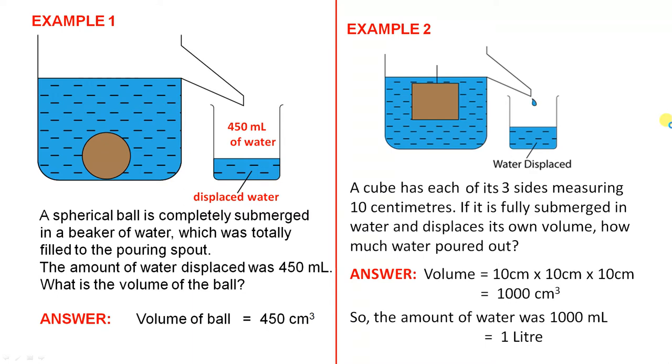Example 2. A cube has each of its 3 sides measuring 10 centimetres. If it is fully submerged in water and displaces its own volume, how much water poured out? Okay, here's the answer. The volume of the cube is 10 centimetres by 10 centimetres by 10 centimetres, which is 1,000 cubic centimetres. So, the amount of water was 1,000 millilitres, and that equals 1 litre.